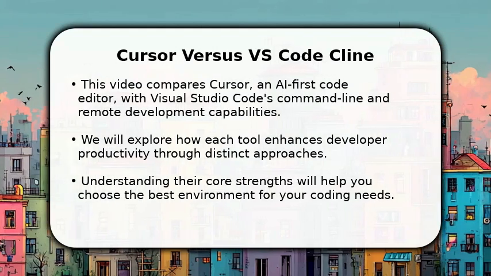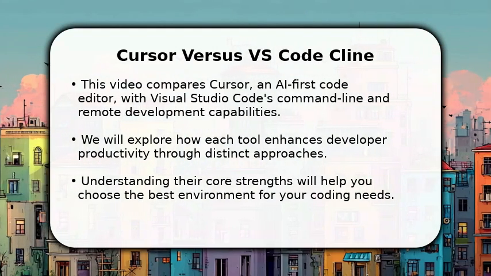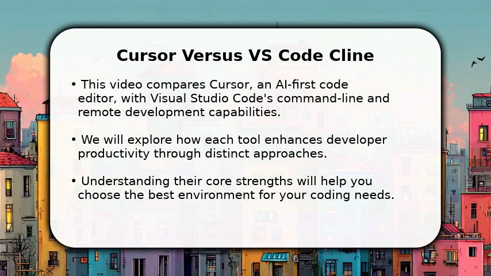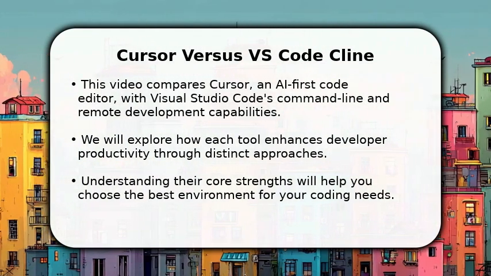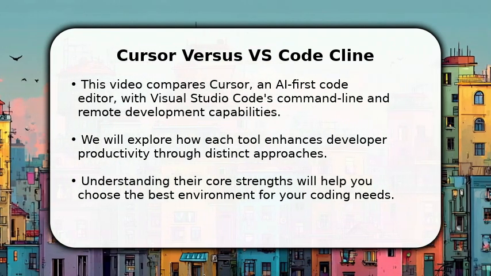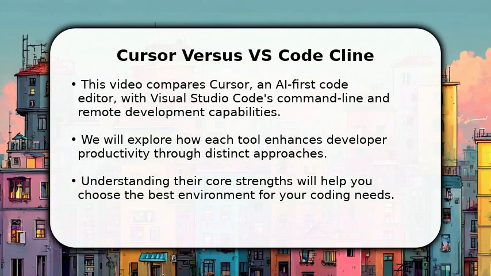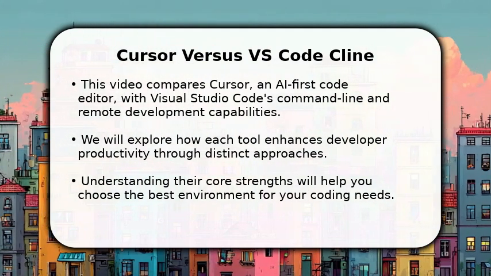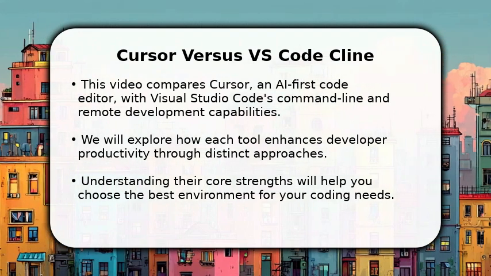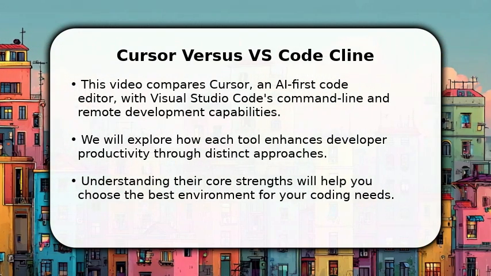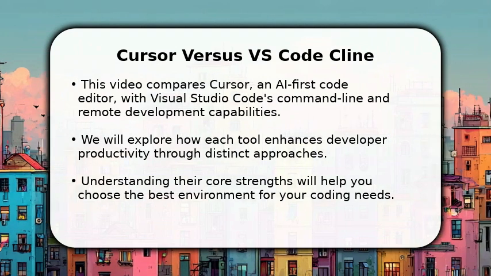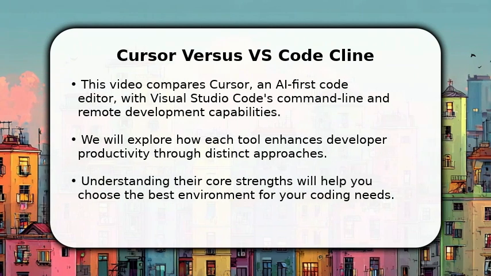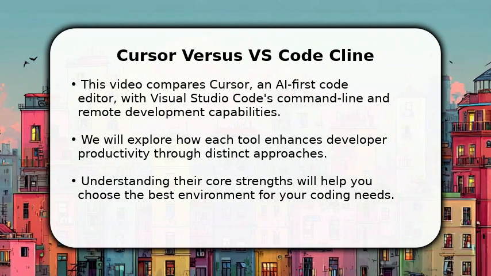In this video, I will compare Cursor versus VS Code Cline. We'll dive into how these two powerful coding environments approach software development, highlighting their unique features and benefits. Cursor, with its deep artificial intelligence integration, offers a different workflow compared to Visual Studio Code's robust remote development and command line interface. By the end, you'll have a clearer picture of which tool aligns best with your personal or team's development style, helping you make an informed decision for your projects.